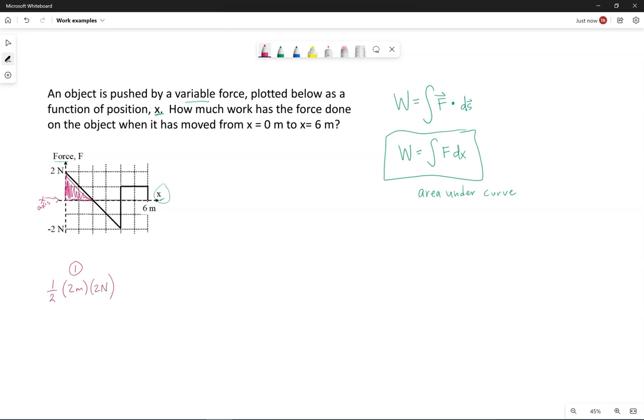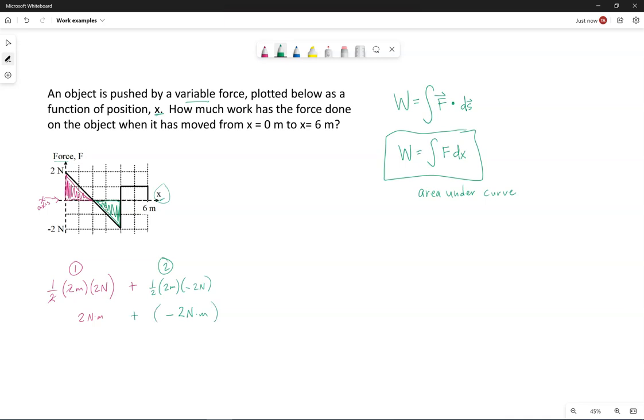This tells us that we get 2 newtons times meters, which is a joule. So step 1 is 2 joules. Step 2 continues going down. So this second section, 1/2, its base is 2 meters as well, but the force, the height, is -2. So we get -2 newton meters.